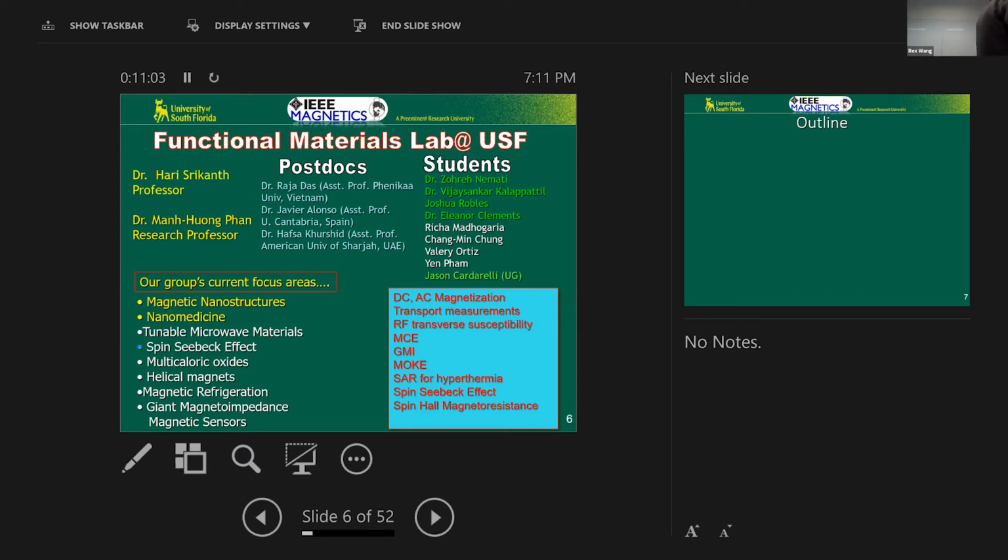Today, I'm going to focus on magnetic nanostructures as applied to nanomedicine. These are some of my current students. The ones in green are the ones that contributed to this work. You can see that the first student, Dr. Zore Nimate, this is a PhD work that I'm going to present mostly. Most of her work is being presented today. She was the one that did a lot of work on nanoparticles and looked at hyperthermia for cancer.